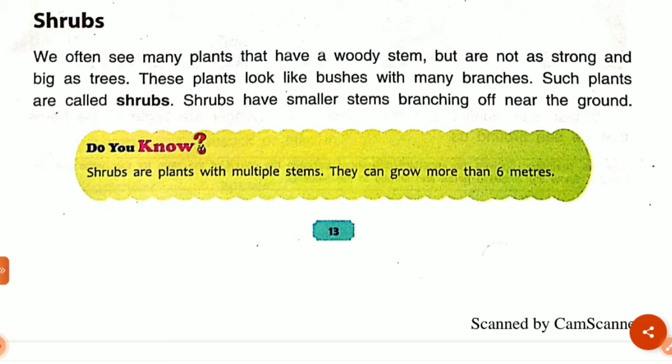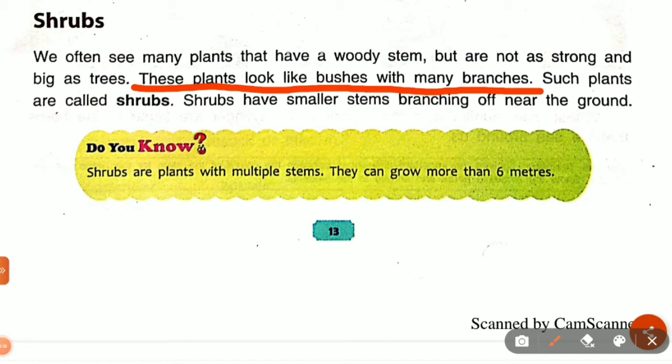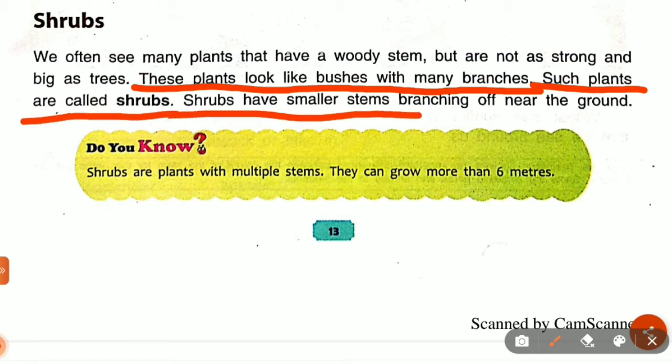These plants look like bushes with many branches. Shrubs have smaller stems branching off near the ground. See, it will not grow big. It will not grow tall or wide. It will be small, but it will be very strong. Okay. Do you know?